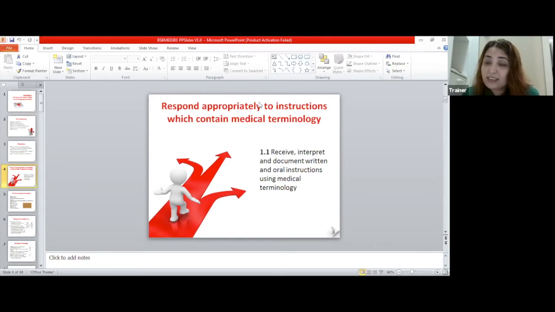Now, tender. Tender means, is it painful? Is it sensitive? Is it soft and tender or is it hard? So again, in your handover, they might say the client's abdomen is very tender. That means you need to be careful. Don't touch that area. It's painful for them. Tender.